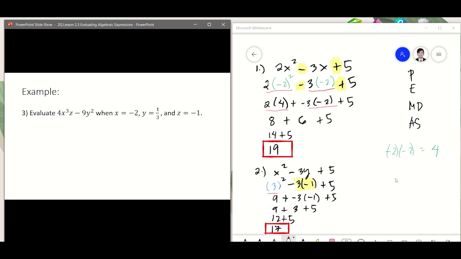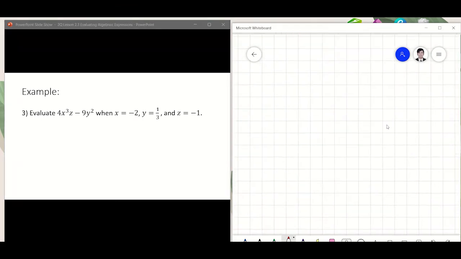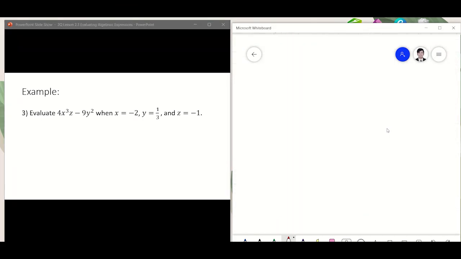Okay, let's have our third example. Evaluate 4x cubed z minus 9y squared when x is equal to negative 2, y is equal to 1/3, and z is equal to negative 1. So first, just copy the given equation.